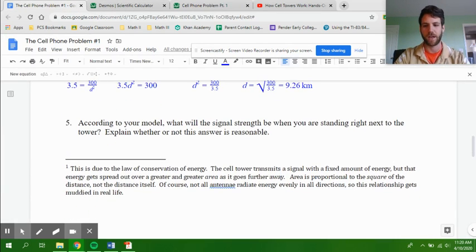And some just notes at the bottom here is that a cell tower transmits a signal with a fixed amount of energy, and that energy gets spread out over a greater and greater area as it goes farther away. An area is proportional to the square of the distance, not the distance itself. And in reality, these energies that are going out in all directions are getting muddied by other buildings, by mountains, by other things like that. So we kept our model simple by ignoring some of those extra variables.